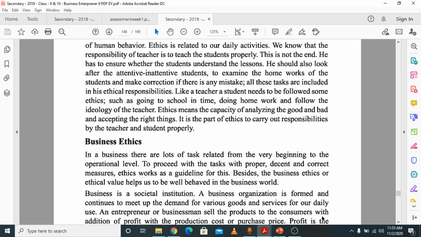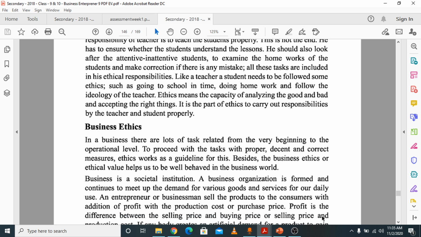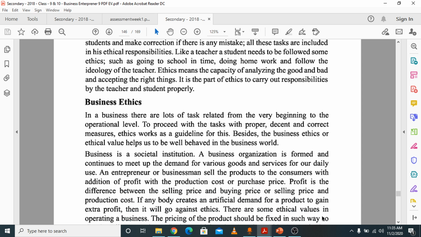In case of business, what is right and what is wrong, that is called business ethics. That means in the context of business, you have to identify the right or wrong. So that is business ethics.